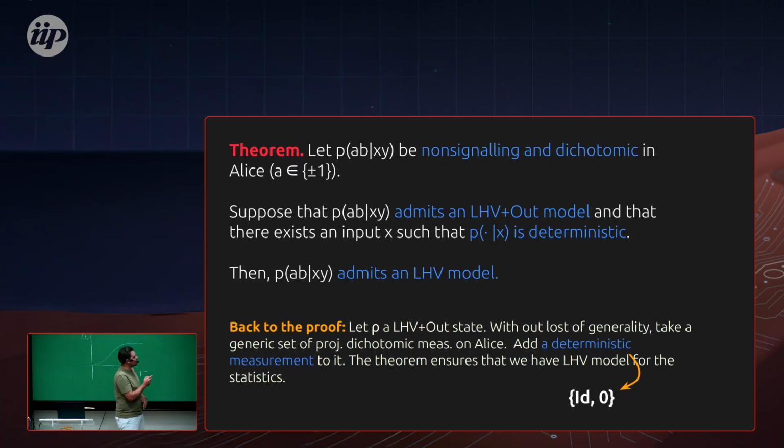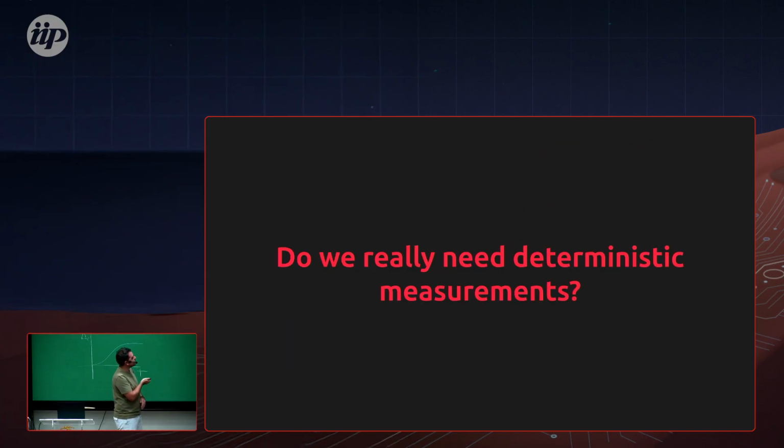So that's the idea of the proof. Okay, and one question that you have when you get to it is, do you really need these deterministic measurements? Because in Bell scenarios, usually this type of measurement is useless, you don't have any advantage.